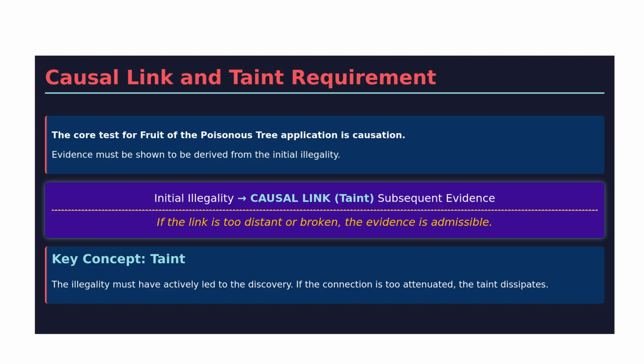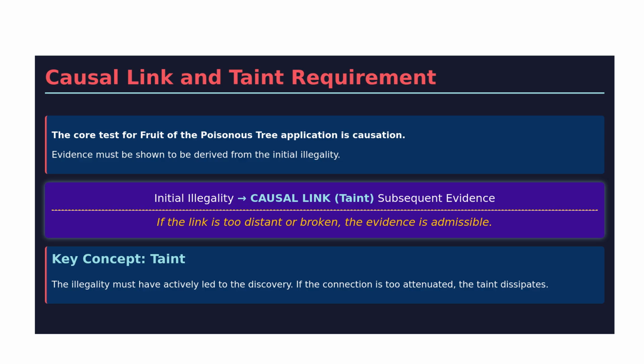To apply the fruit of the poisonous tree doctrine effectively, the prosecution must establish a clear link between the initial Fourth Amendment violation, the poisonous tree, and the evidence sought to be excluded, the fruit. This link is often described in terms of taint. If the initial illegality taints the subsequent discovery, the evidence is inadmissible. The core requirement is demonstrating a direct causal relationship. The evidence must be the product of the illegal act, not merely discovered afterward by coincidence or through unrelated means.